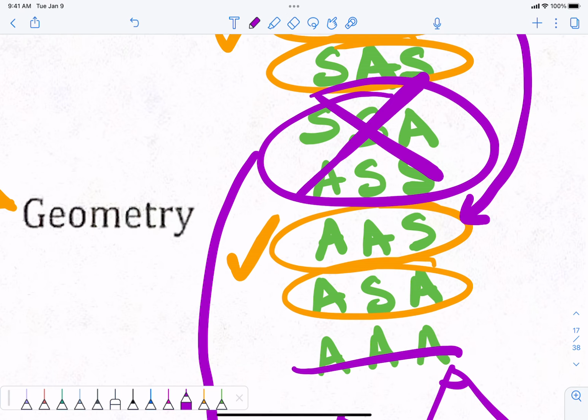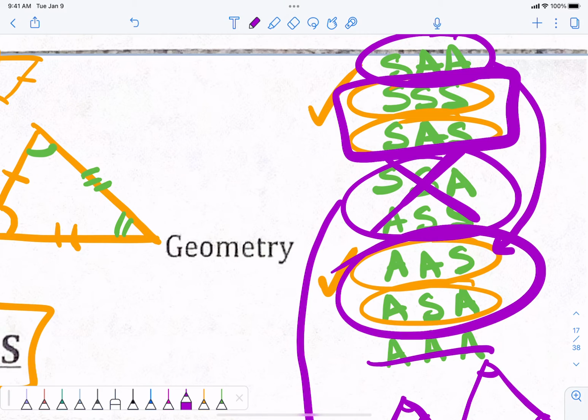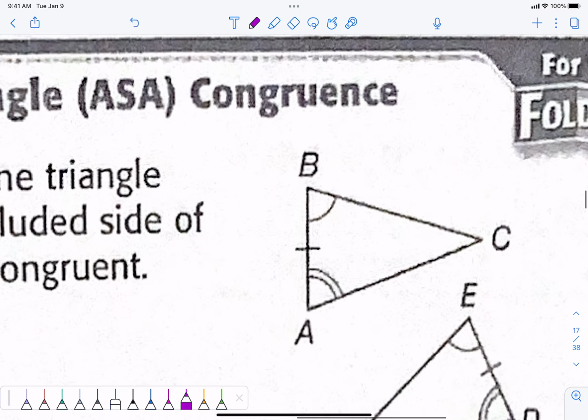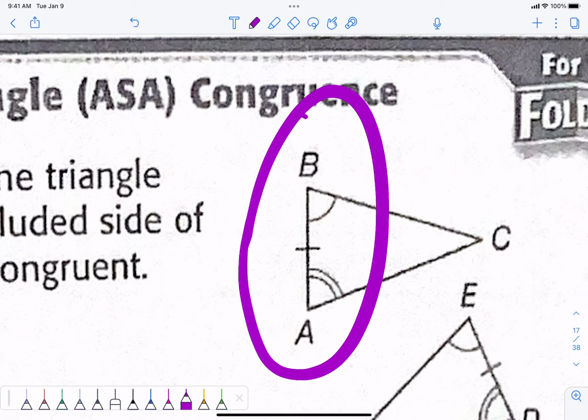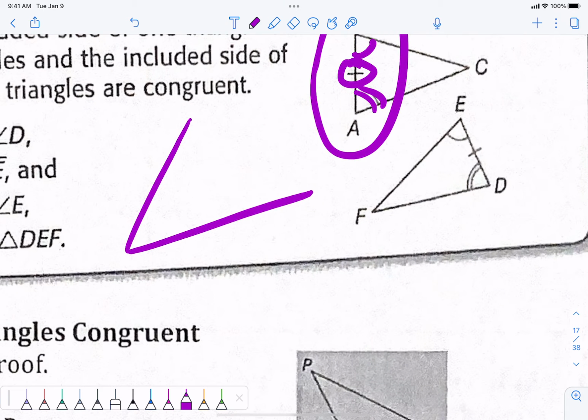We can't use those, right? So we really have 4 of them that work, right? These two and these two are what we're going to learn today. Okay. So we have angle side angle congruence, and let me show you what the picture looks like. We have 2 angles and the side in between them. So if this angle is matching and this angle is matching, it has to be this side in between, right?